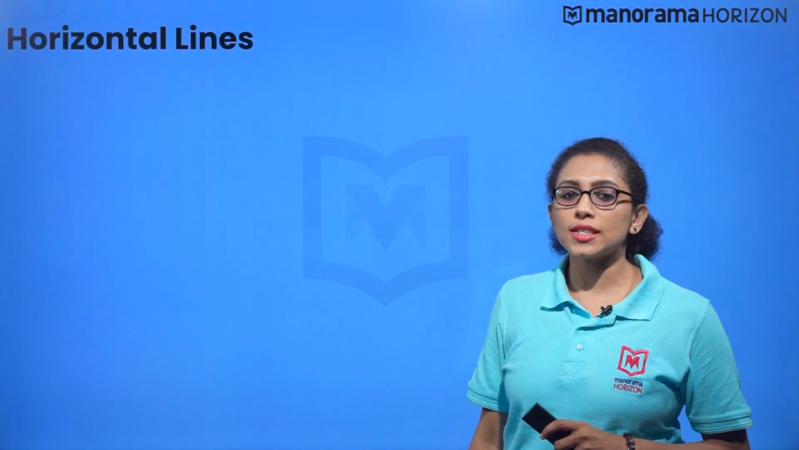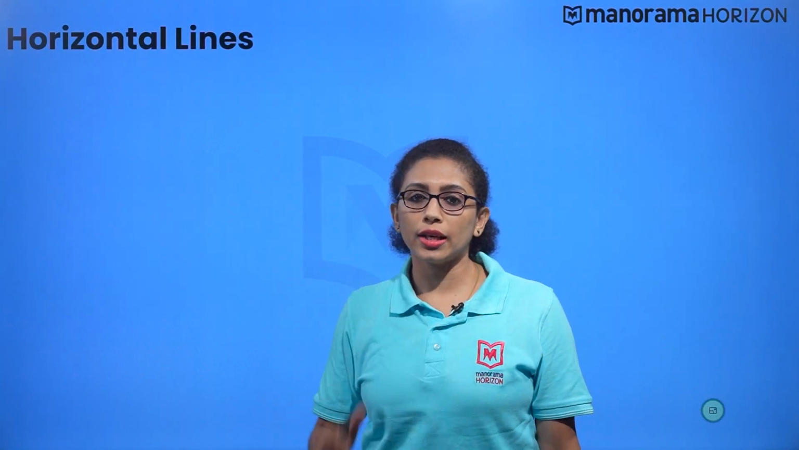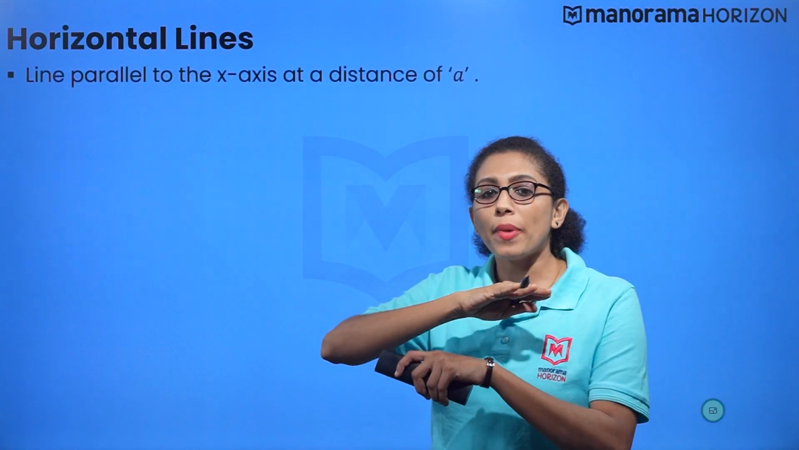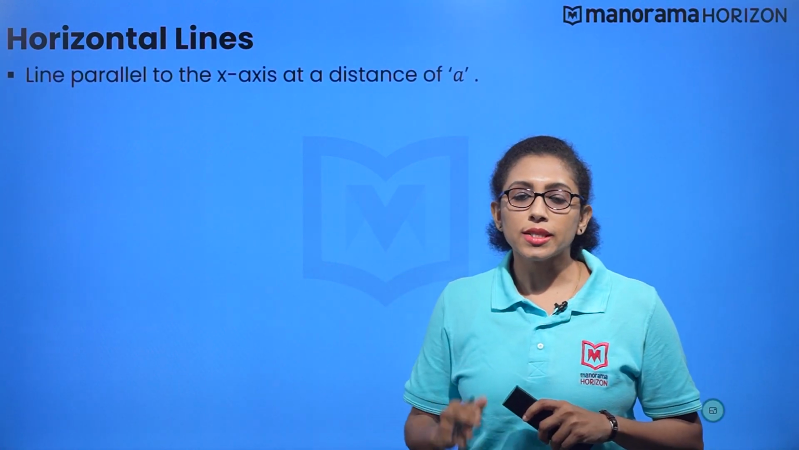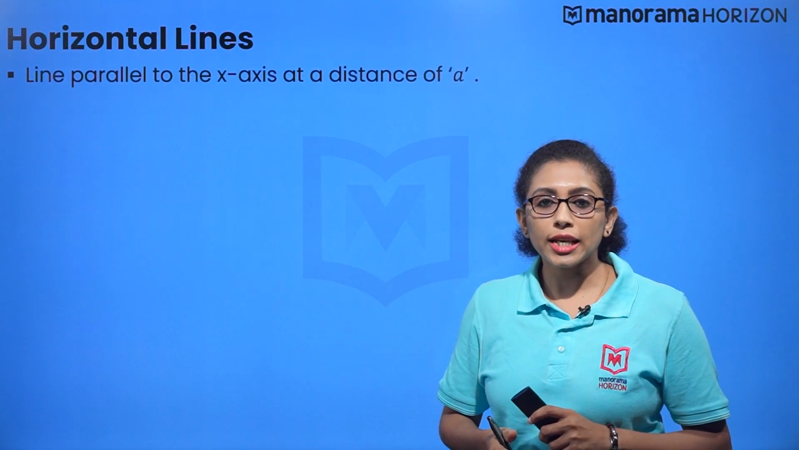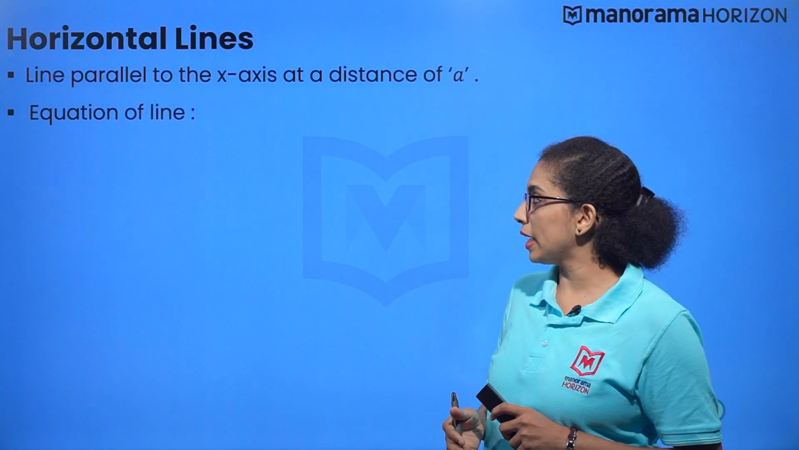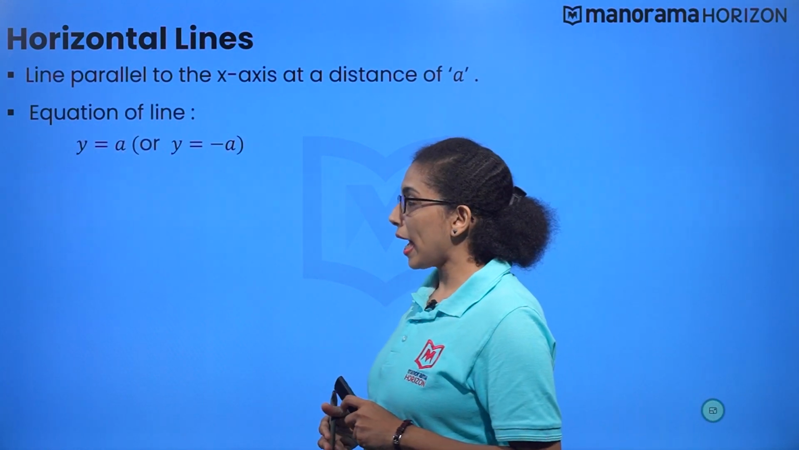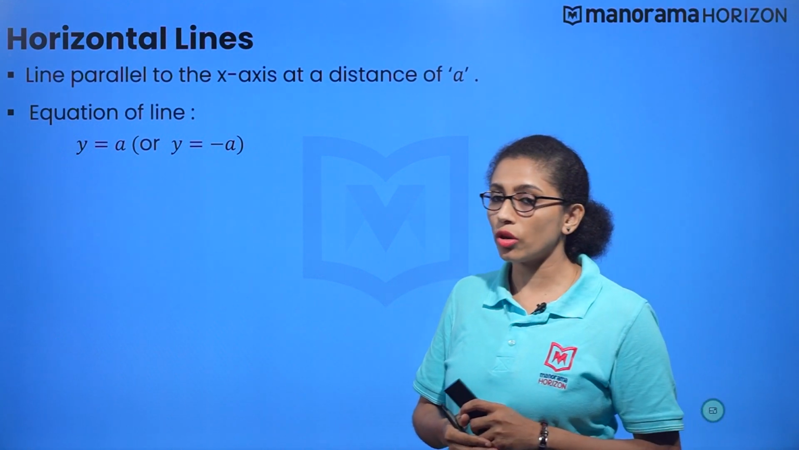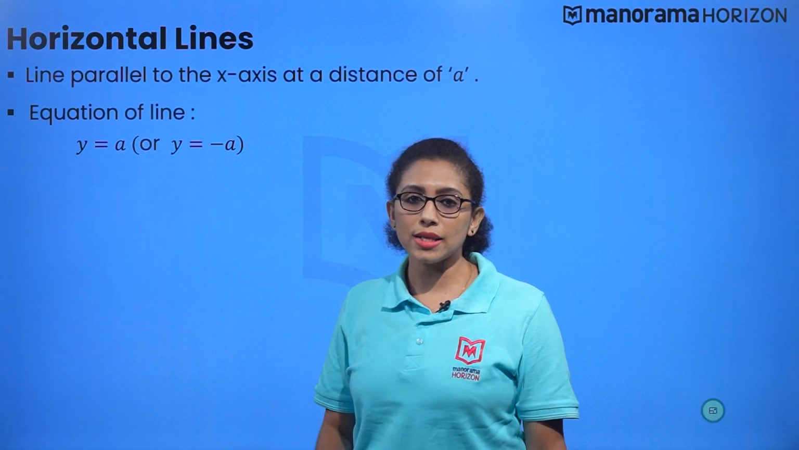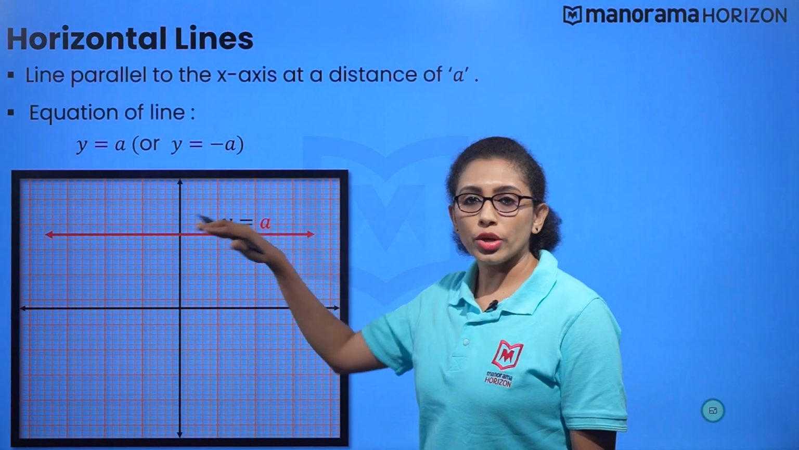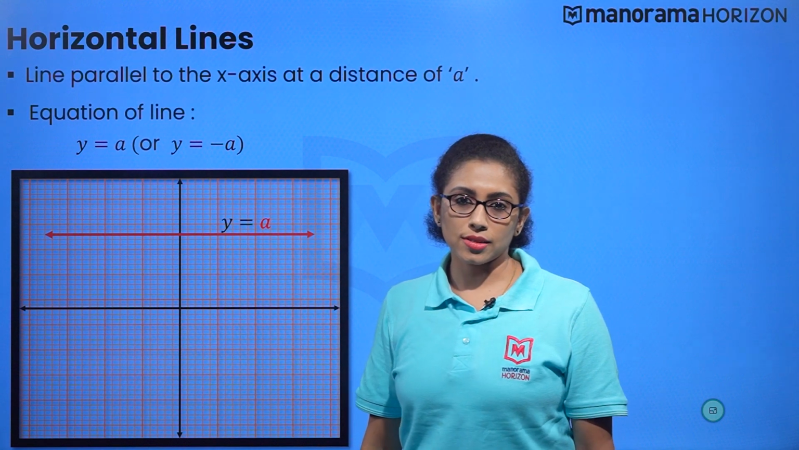First, we will discuss horizontal and vertical lines. Now, what is a horizontal line? When the line is parallel to the x-axis at a distance a from the x-axis, then the equation of the line will be y equal to a, and if it is below the horizontal axis, then the equation of the line will be y equal to minus a. And here is the diagram for y equal to a, parallel to the x-axis.